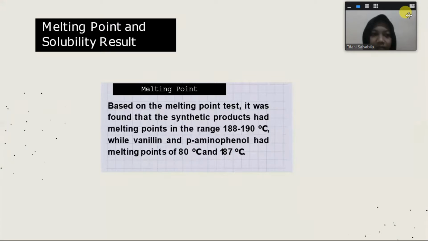Based on the melting point test, it was found that the synthetic product had a melting point in the range 188 until 190 degrees Celsius, while vanillin and p-aminophenol had melting points of 80 and 187 degrees Celsius.